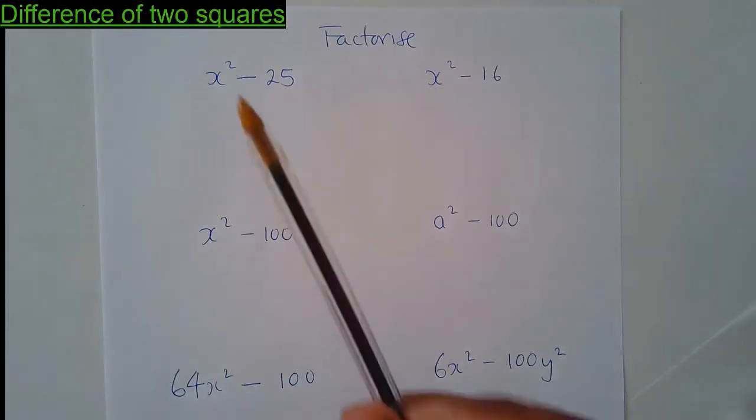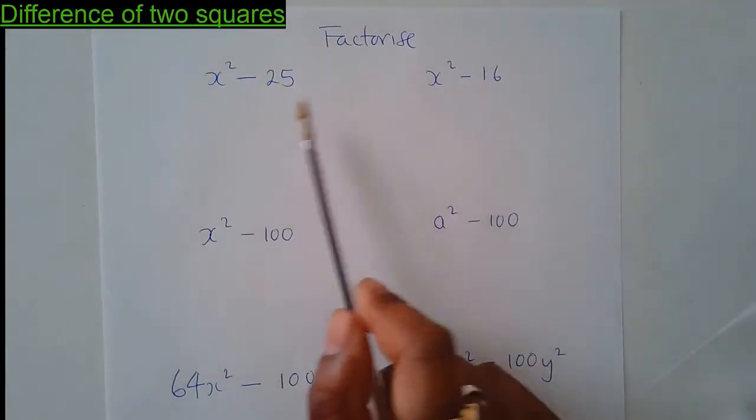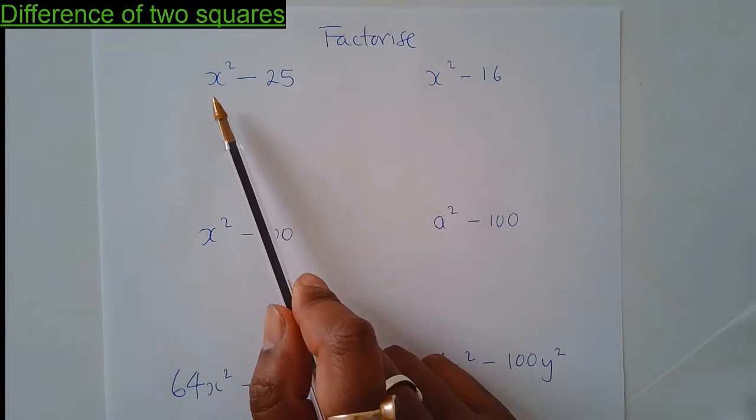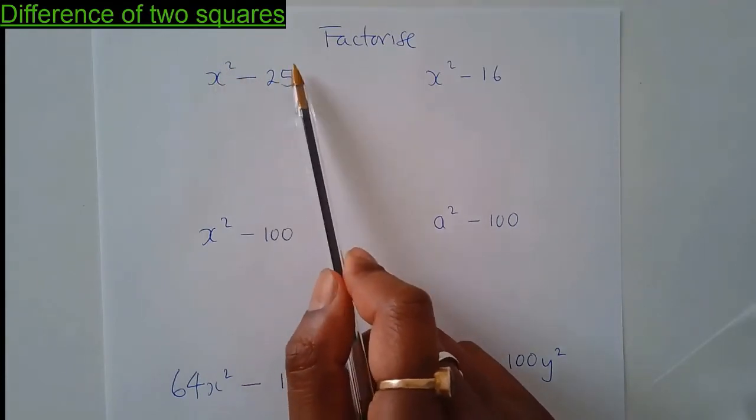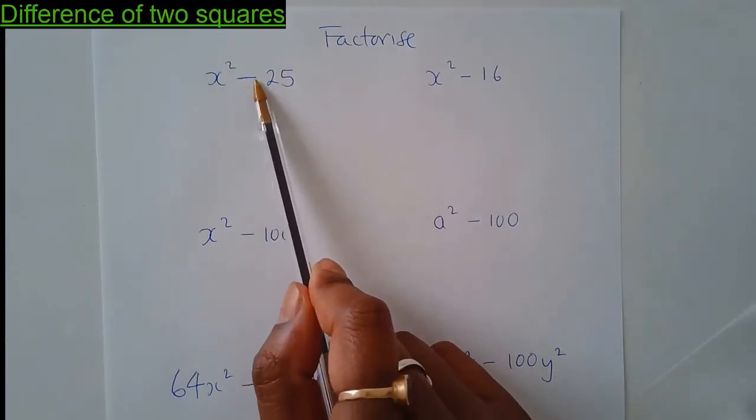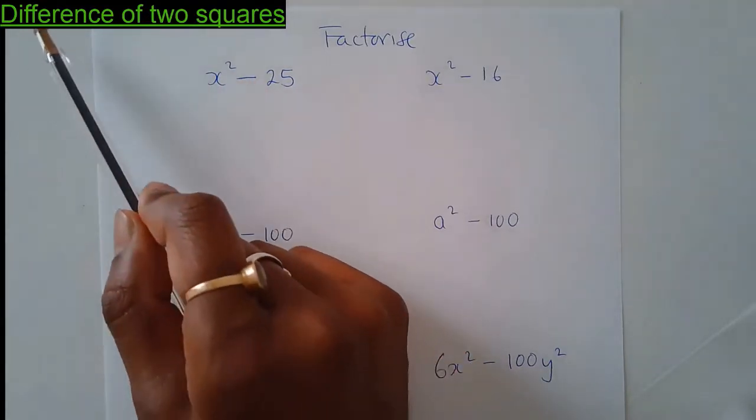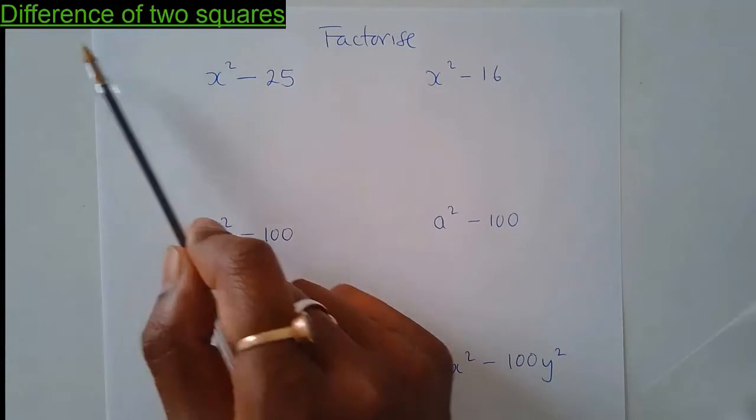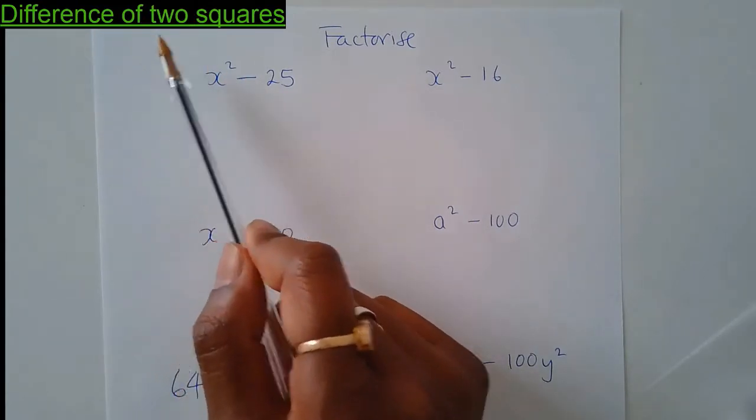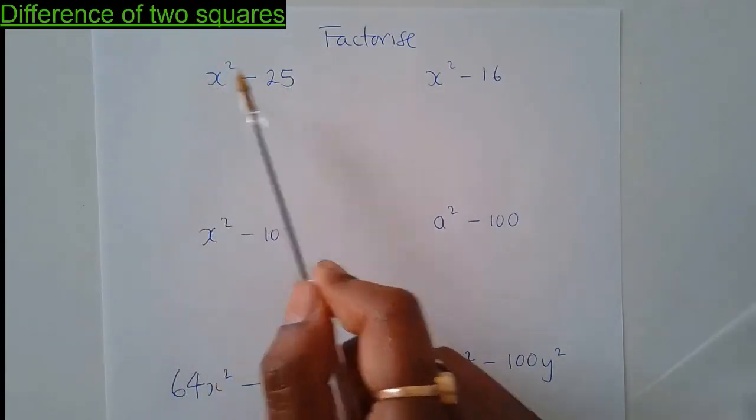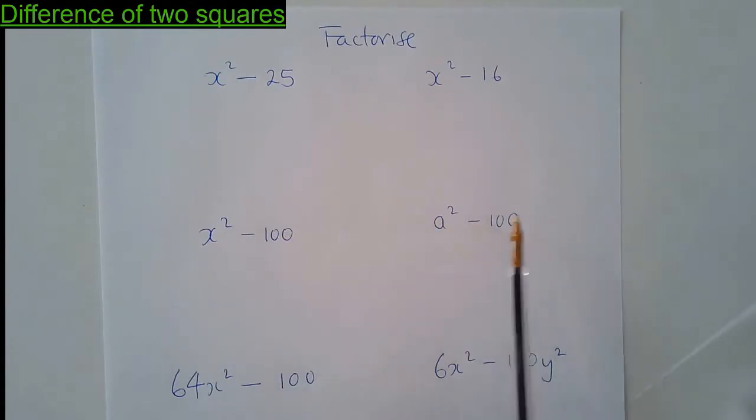But you can see all of these have something in common. All of these expressions have something in common. It's got square terms and a minus in between. This is what we call, as you can see from the title, difference, because of the minus, difference of two squares. So these are two squares and so on.